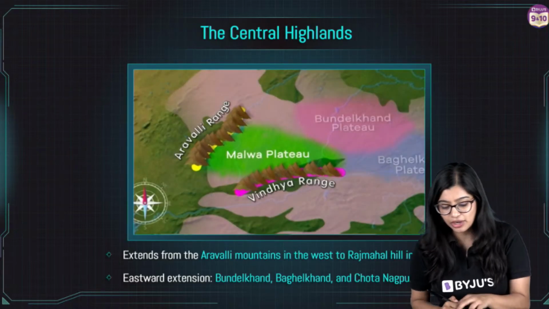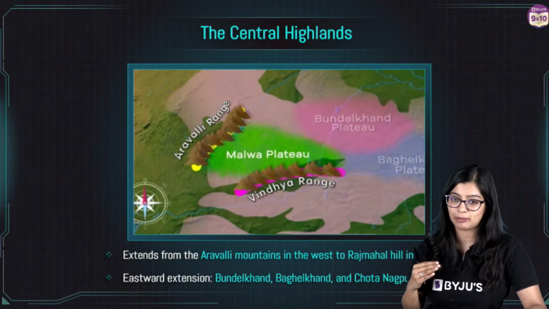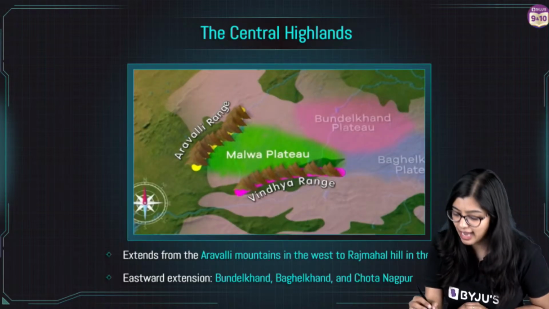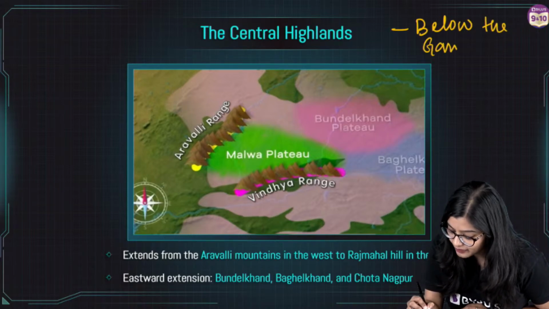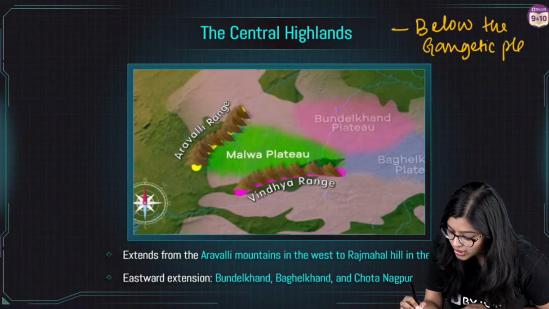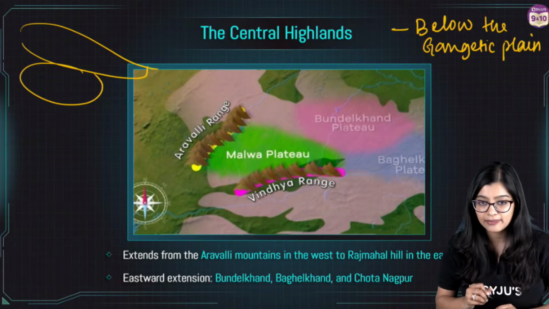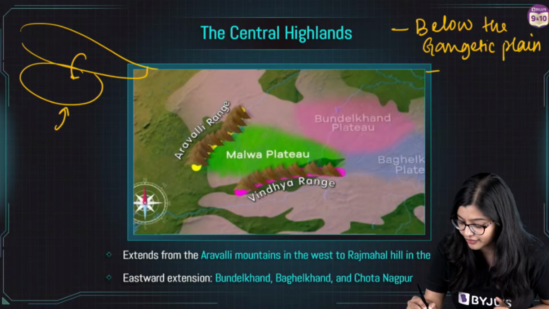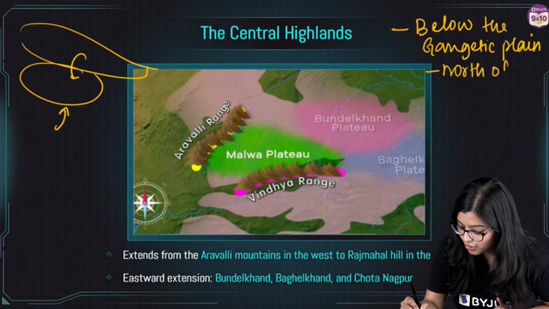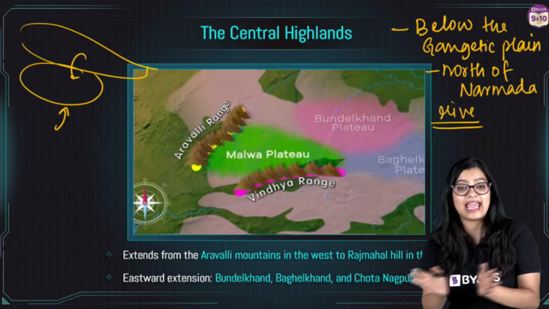Now if you look at the Central Highlands, it is present below the Gangetic Plain, right? We know where the Gangetic Plain is, so below that, and above, or in the north of, the Narmada river. So it is present where? North of the Narmada river.